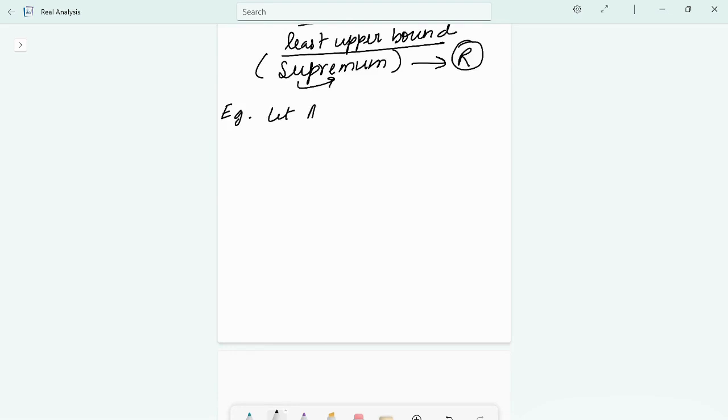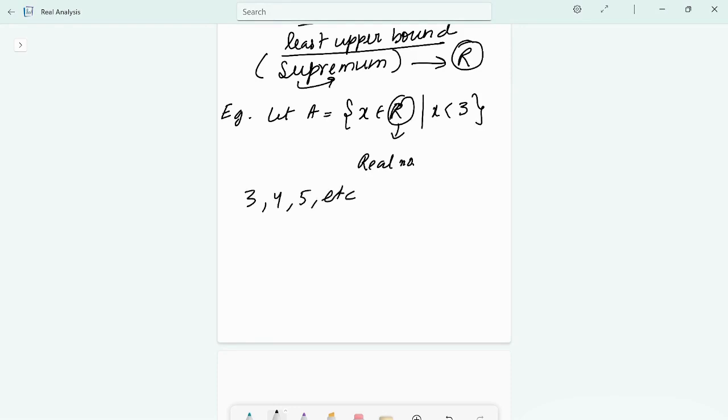Let A equals x belongs to R. What is R? Real number. And x is lesser than 3. Now this set is bounded above by 3, 4, 5, etc., and it will go on. So from here you can understand that the upper bound is not limited, it's not bounded, and this 3 may or may not be included, but we will take this as our least upper bound because this is the least number from where the upper bound is starting, right?